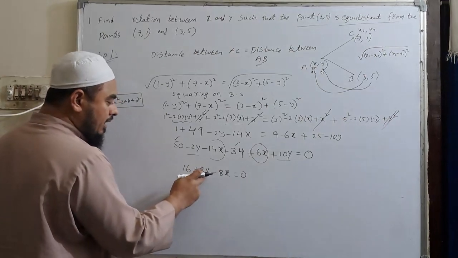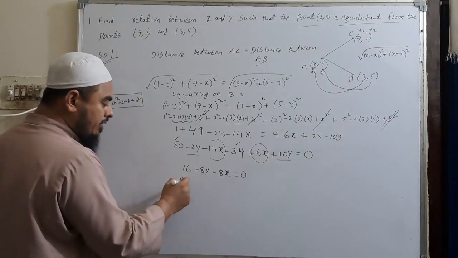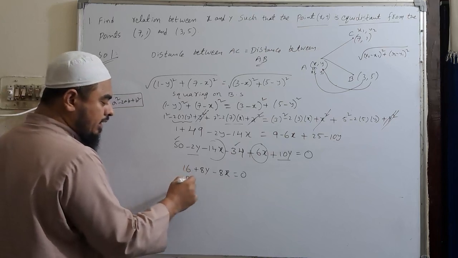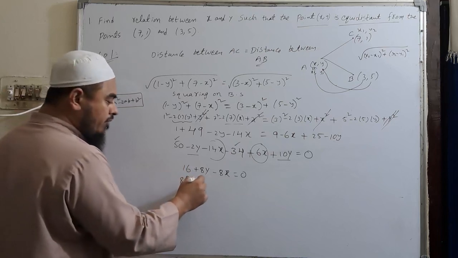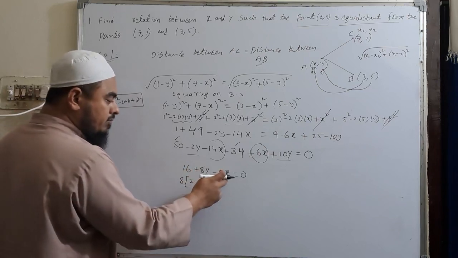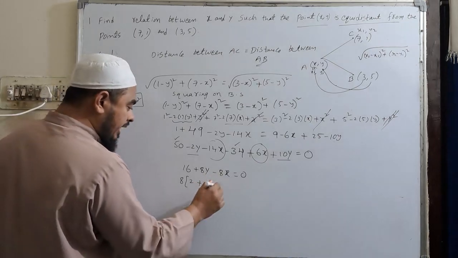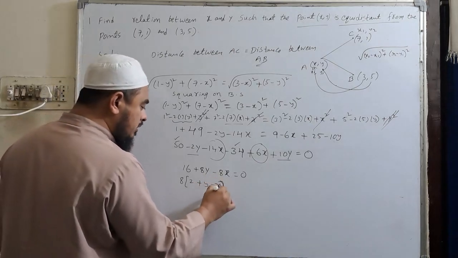You can take the 8 from all the three terms. 8 here we can take from 16. If you take out 8 common, we are left with 2. And from this 8y, if you take out 8 common, we are left with y. And from this minus 8x, if you take out 8 common, we get minus x is equal to 0.